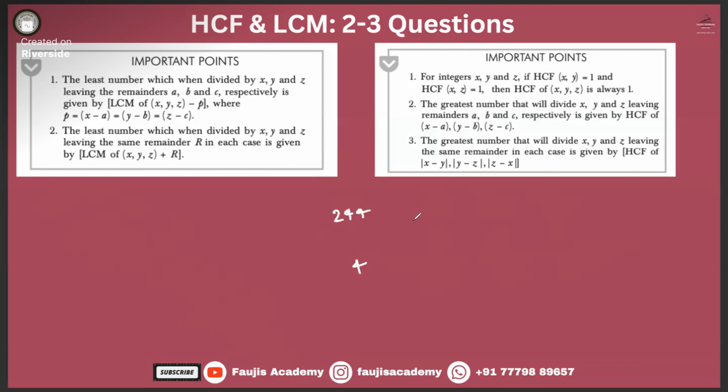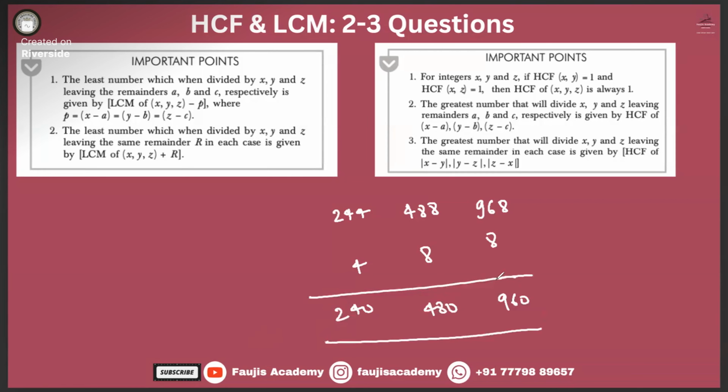And then let's pick the number 488, and it leaves the remainder of 8. Right. And let's pick another number, 968, and it again leaves the remainder 8. So the first step is to find the differences: 240, 480, 960. What is the HCF of these numbers, guys?